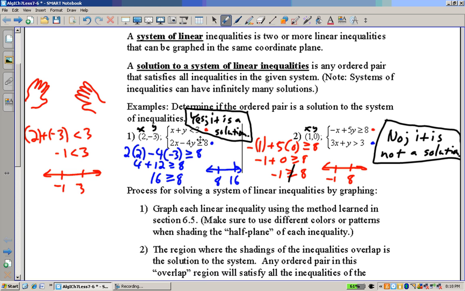So if it is a solution to the first one, you have to continue through as many as they've given you in that particular system. If it's not a solution to even the first one, you don't have to go any further. It must be a solution to the entire system, or it's not a solution at all. Okay.